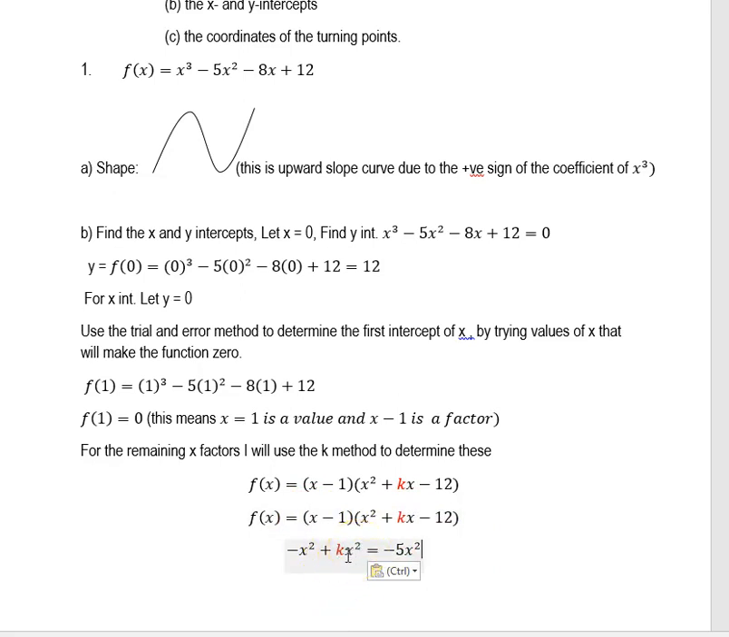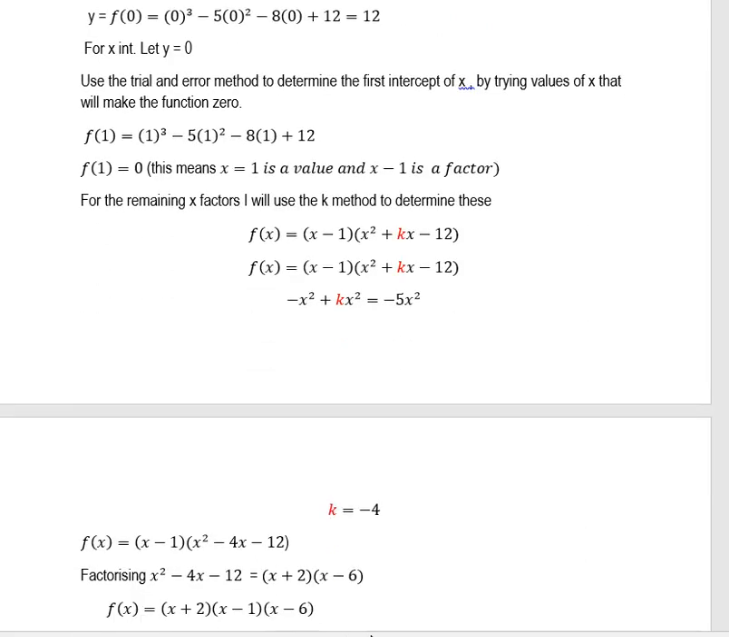Now, at this point, we can simplify. What do I mean by simplification? We can take this minus x squared to that side because they are like terms. So if you do that, it becomes a positive on that side. If I take that to that side, it becomes a positive x squared. It will be minus 5x squared plus x squared, and that will give me minus 4x squared.